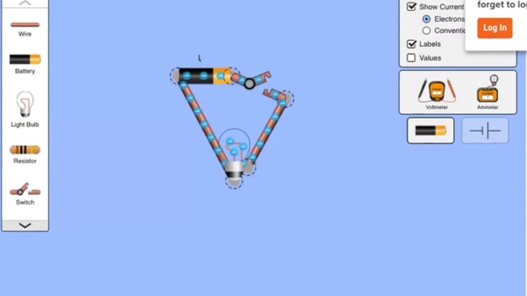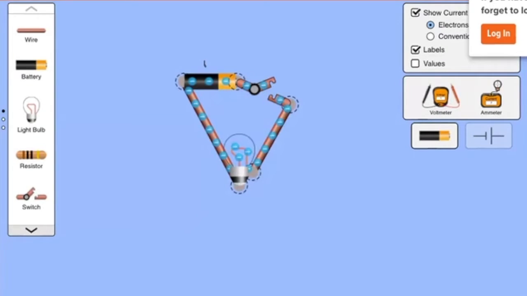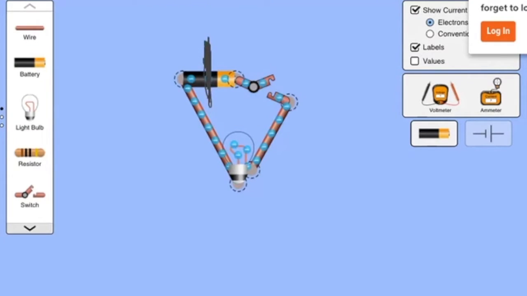Okay, so what exactly is happening in this circuit? So the battery, remember, it's made up of atoms like everything. And basically what happens is there's a big wall going through the center of the battery. It takes the negatively charged electrons away from the atoms on this side, and it moves them to the other side of the wall. So that means that there's a lot of negative charges on this side of the battery and a bunch of positive charges over here that are missing their electrons.